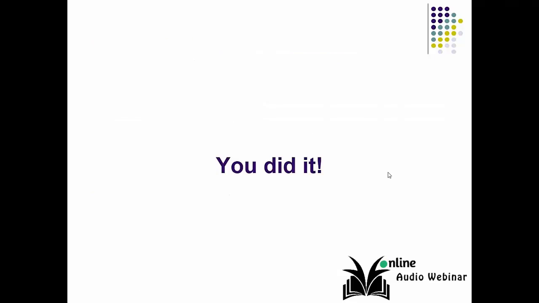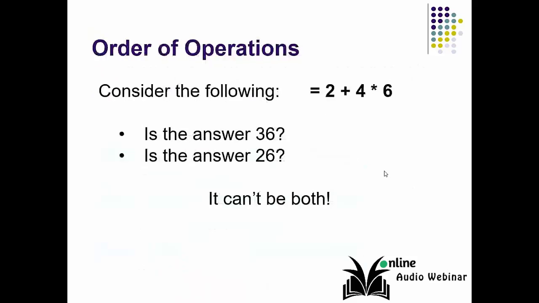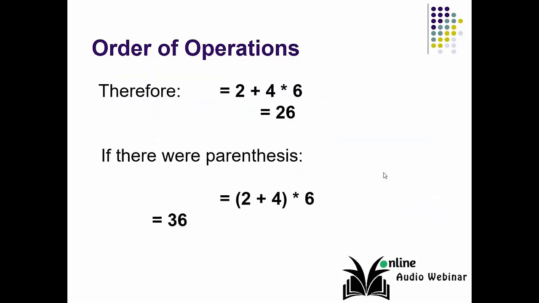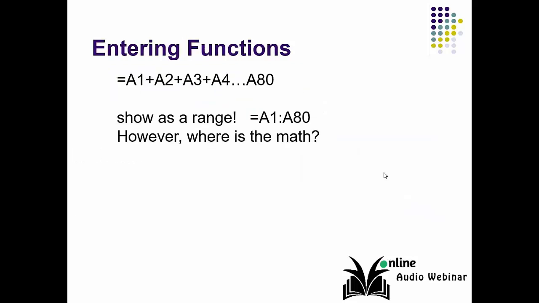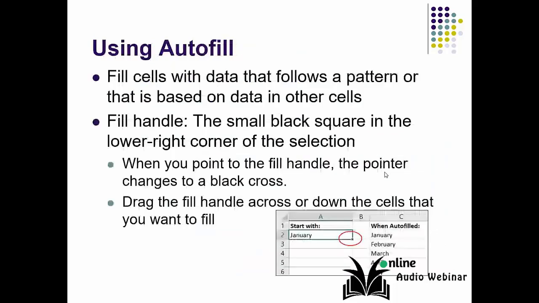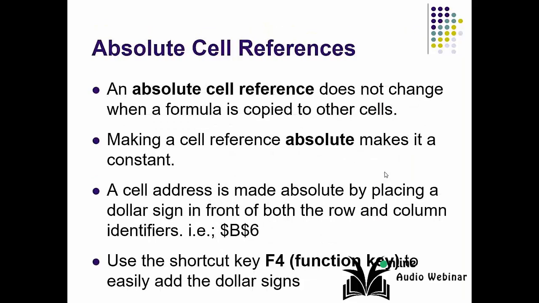So let's go back and review very quickly. We started by talking about the rules for formulas. We looked at the order of operations. So we follow the mathematical order of operations. We talked about if there were parentheses, how that would change. We talked about functions. Functions are a way to shorten up a formula when you're calculating large amounts of data, and all functions follow the same syntax. We looked at some of the basic statistical functions. We talked about autofill, copying formulas, and the difference between a relative reference and an absolute reference.